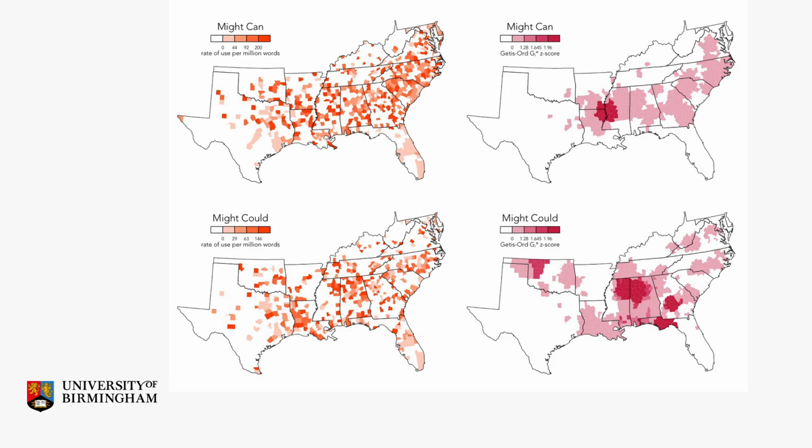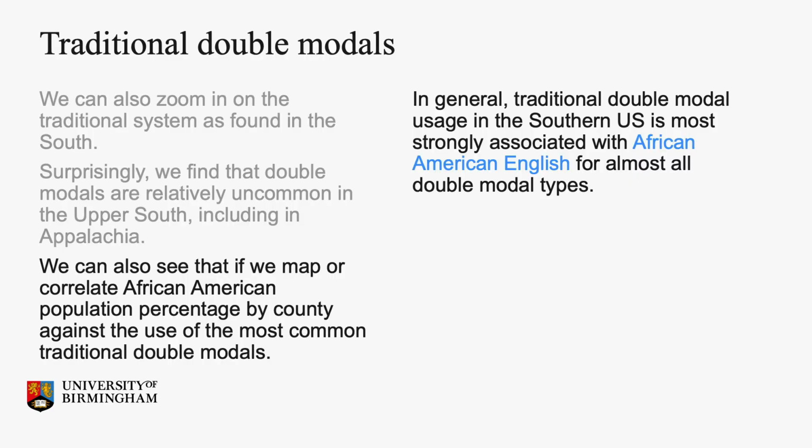Where they're really common is down in the deep south, right, through here. Okay, that's where they're common. That's very much against the general view. And what is that area? Well, that's the area where African Americans are the predominant part of the population in the US. So what we can show here is that, in general, these southern double modals are most common in the parts of the United States that have the highest proportion of African Americans, which leads to a pretty clear result, which is that they're not Appalachian forms, they are African American forms.